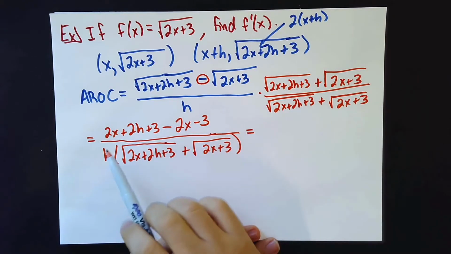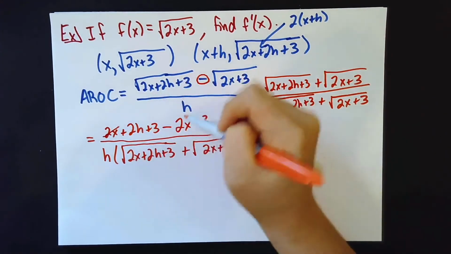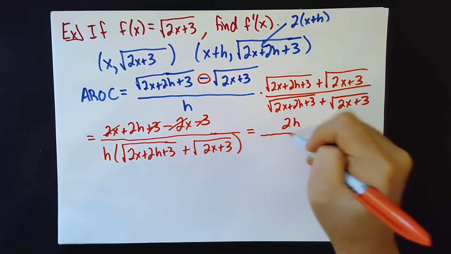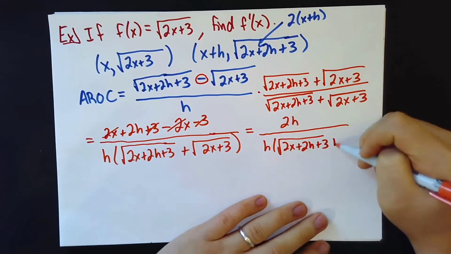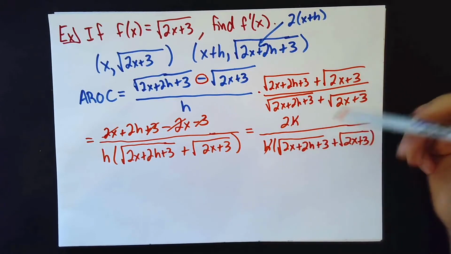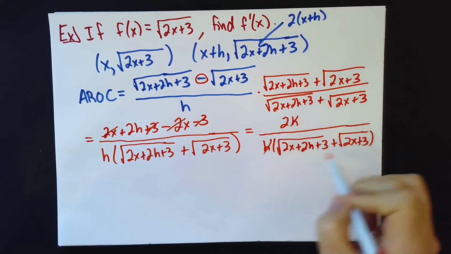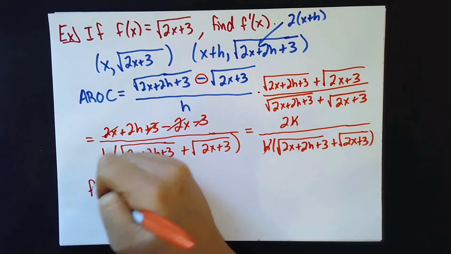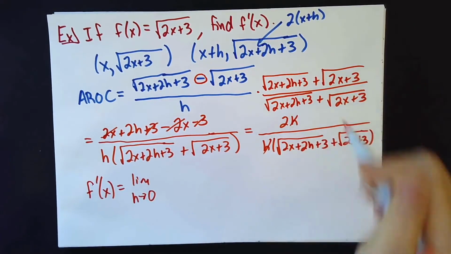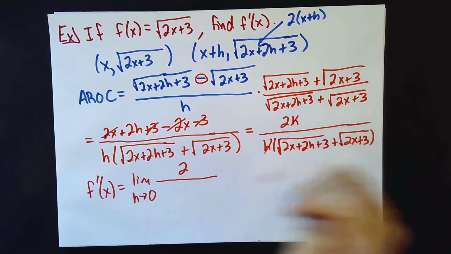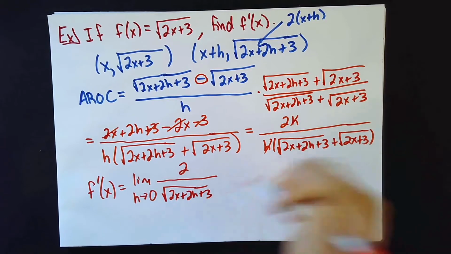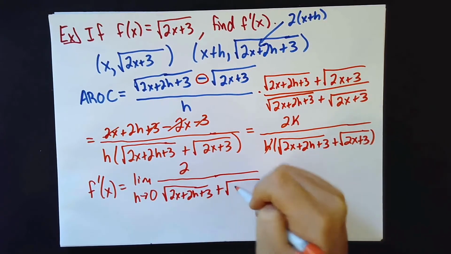Okay, so now my numerator simplifies quite a bit. There's a plus 2x and a minus 2x, and a plus 3 and a minus 3. And so there'll be a 2h left in the numerator, divided by h times this whole mess. And note this h cancels with that h. Now I've gotten my h canceled, so I have my average rate of change. And so then I can calculate, okay, f prime of x is the limit as h goes to 0 of now this thing. 2 divided by the square root of 2x plus 2h plus 3 plus the square root of 2x plus 3.